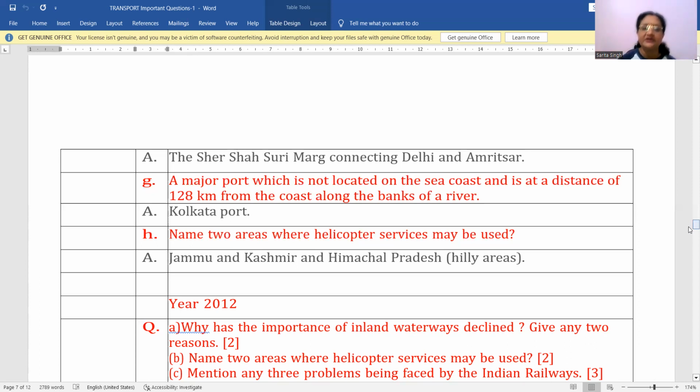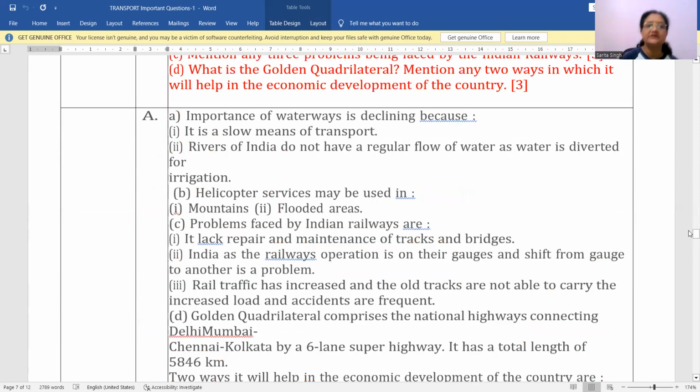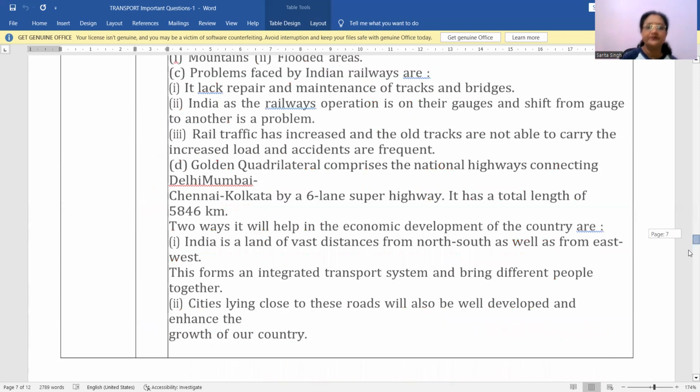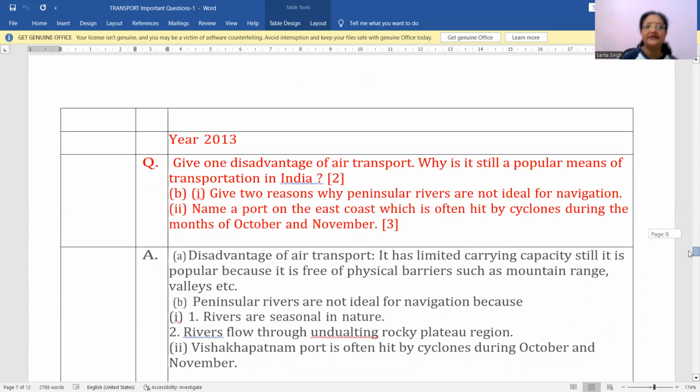Name two areas where helicopter services may be used: Jammu Kashmir and Himachal Pradesh. Then, why has the importance of inland waterways declined? Give any two reasons. This all we have done just now. We have discussed all these questions. One advantage of air transport, this we have also done, popular means of transport in India.